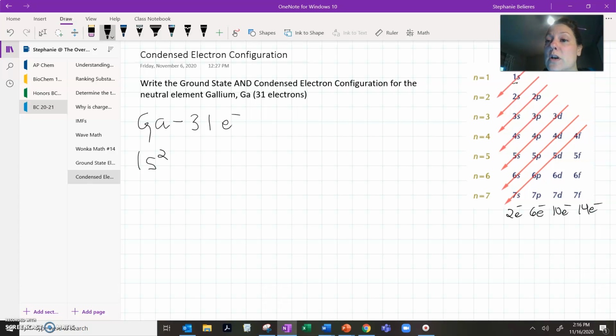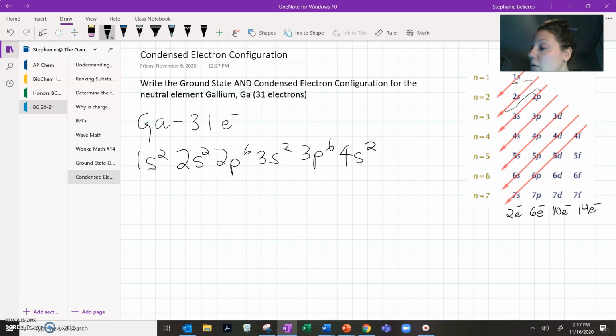Then I'm going to go to the 2s and put 2 in there. The next one down and back up is the 2p, and that's going to be 6, and then 3s, 2. Let's see where we're at in terms of our count. 2 plus 2 is 4, plus 6 is 10, plus 2 is 12. So I need to keep going. After the 3s, I'm going to go to the 3p, and that one's going to have 6 again. Then I'm going to go to the 4s and put 2 in there. So now 2 plus 2 is 4, 10, 12, 18, 20. So I need 11 more.